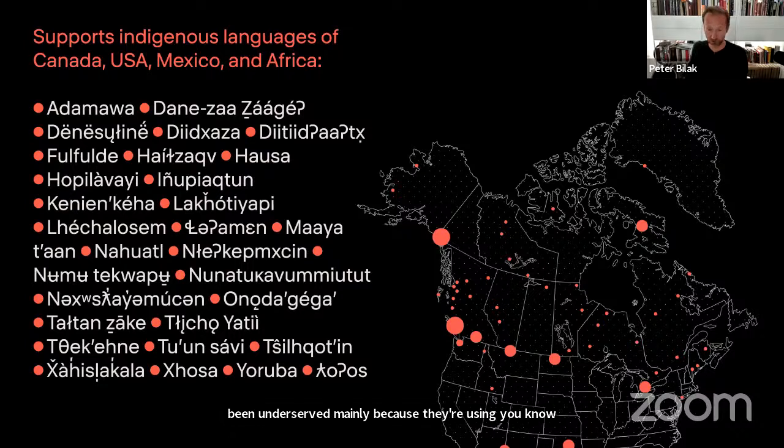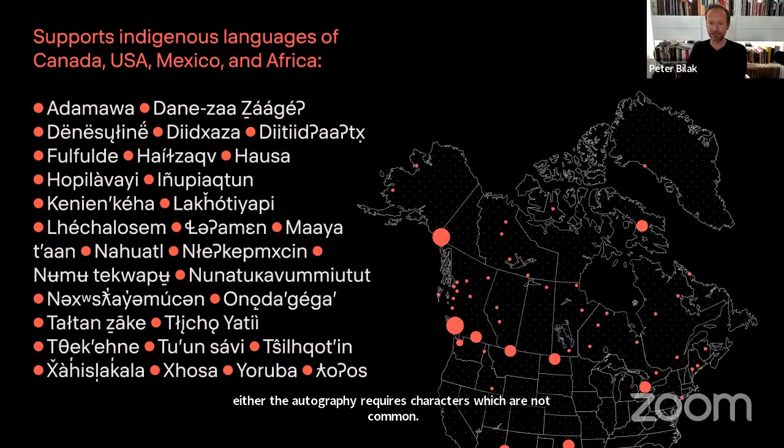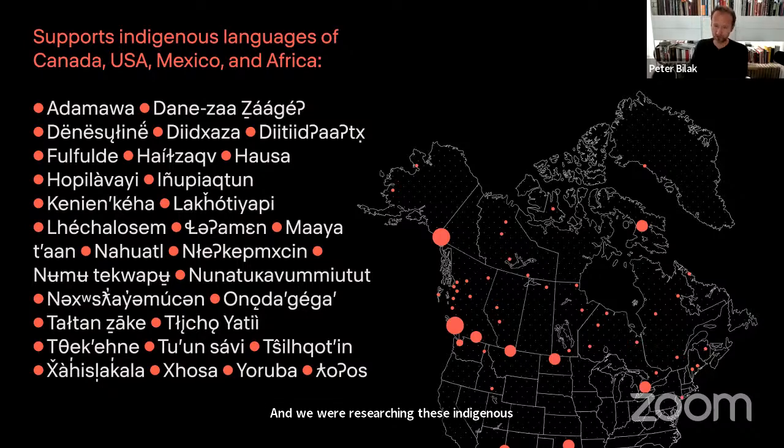the orthography requires characters which are not common. We were researching indigenous languages of North America, but also South America and Africa, paying attention to smaller languages which were digitally disadvantaged, not having enough fonts, sometimes having non-encoded characters, sometimes missing characters, sometimes missing keyboard layouts. So one of the components is missing to make it truly work.